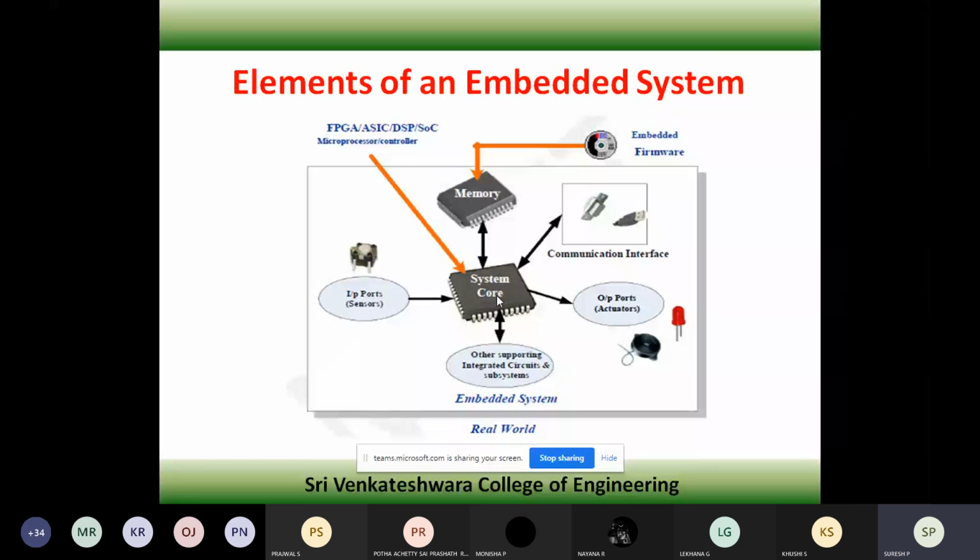So apart from high-end applications, if you want to do complex operations, only when you are designing complex applications, you are going to make use of the FPGA, ASIC, DSP, and SOC. If we come to a medium scale embedded system, we can use the microprocessor or microcontroller. This system will be connected to the external world through some component subsystems.